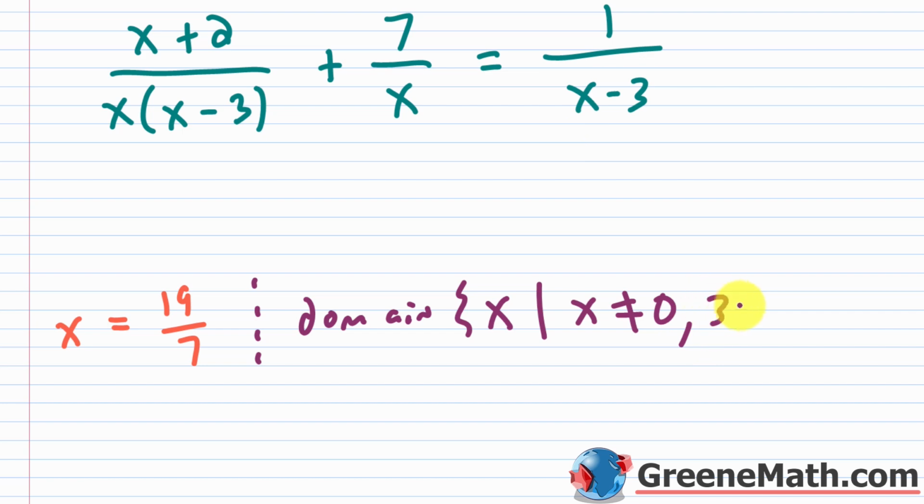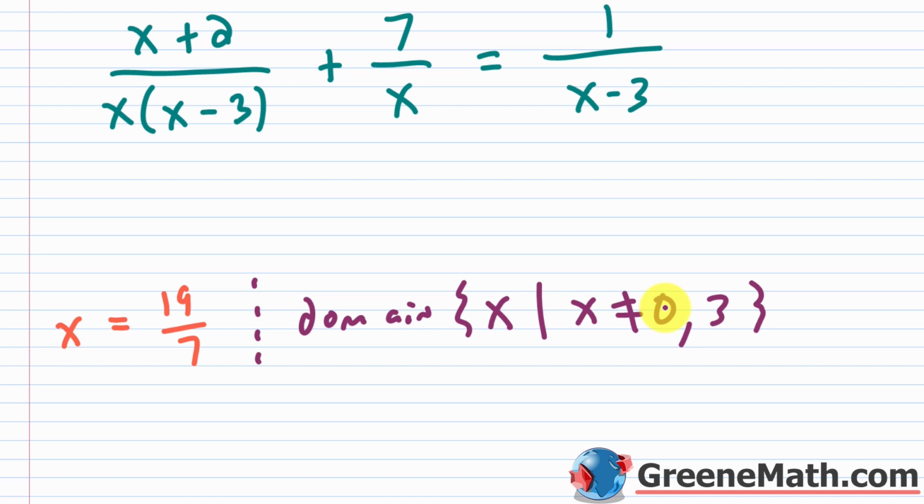So x can't be 0 or 3, right? In either case, if you plugged in a 0, you would get a denominator here and a denominator here which is 0. You'd be dividing by 0, which is undefined. And if x was 3, then this denominator here and this denominator here would be 0. Again, division by 0 is undefined. So these are our two restricted values, 0 and 3. Our domain is the set of all x such that x is not 0 or 3. Now 19 sevenths doesn't violate anything. So if you're in a hurry, just put that down and move on.